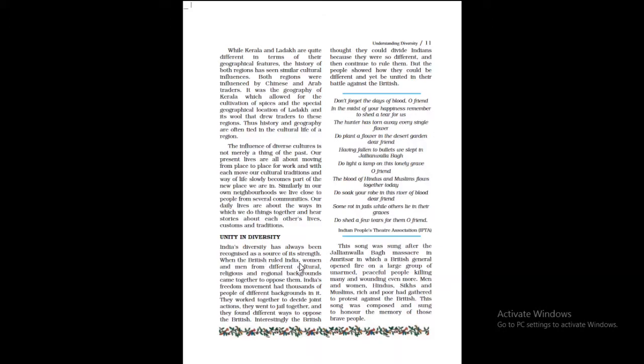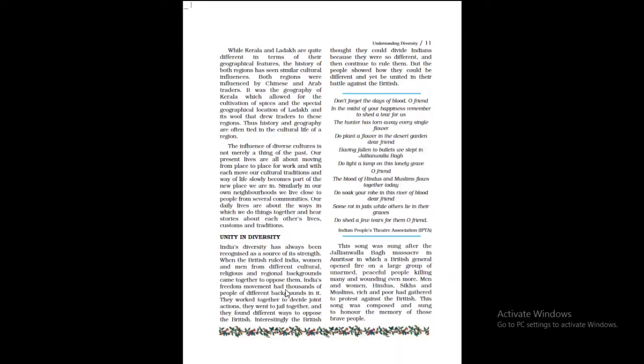When the British ruled India, women and men from different cultural, religious, and regional backgrounds came together to oppose them. At the time, everyone thought, we are Indians, though we have different cultures, different religions, and different languages.